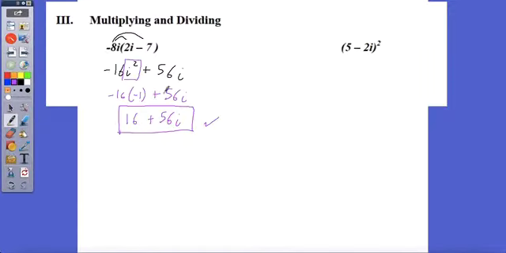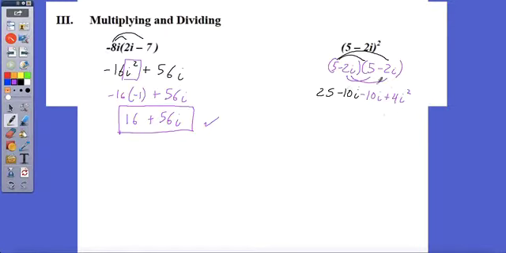All right, again, 5 minus 2i squared. Treat i just like any other variable. And if this was 5 minus 2x squared, you would start by foiling this. So we do 5 minus 2i times 5 minus 2i. That's how we square a binomial term. And now we perform our distribution. 5 times 5 is 25. 5 times negative 2i is negative 10i. Then negative 2i times 5 is negative 10i again. Negative 2i times negative 2i is positive 4i squared.